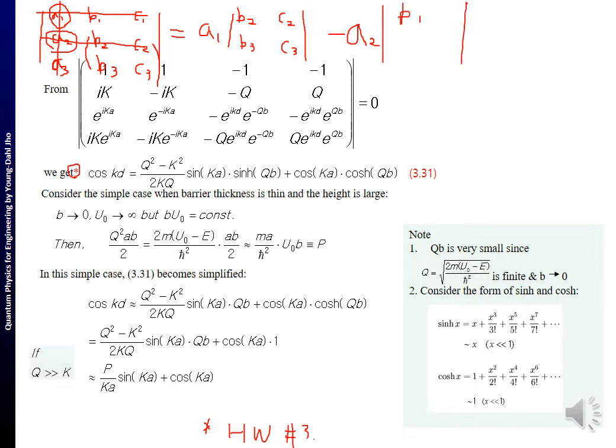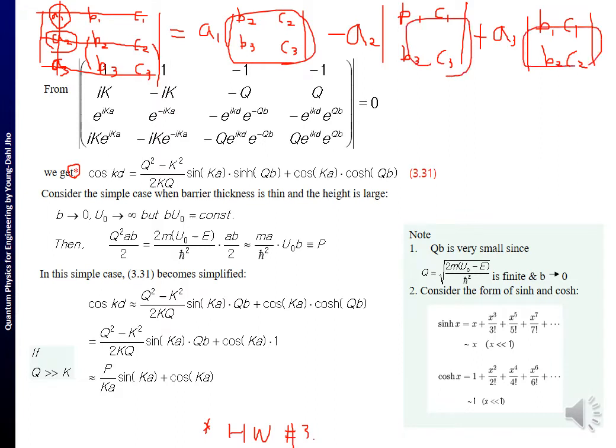P1, C1, P3, C3. And then A3, the rest is like this, same row, same column ignored: P1, C1, P2, C2. And then we calculate the determinant here, right? Yeah, just like that, we can do it for 4x4.